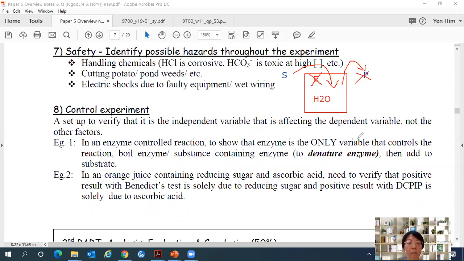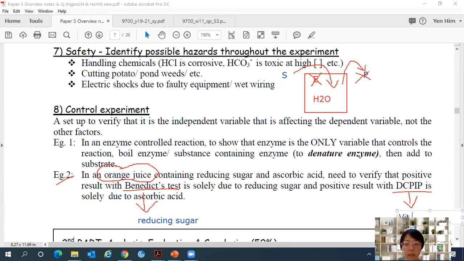Okay, so control experiment. The second example here is a very good example to show that I'm going to do two tests on my orange juice. I'm going to do Benedict's test and DCPIP test. Benedict's test will tell me whether there is reducing sugar, and DCPIP will tell me whether there is vitamin C. So I want to find out: is there reducing sugar, and is there vitamin C, ascorbic acid?